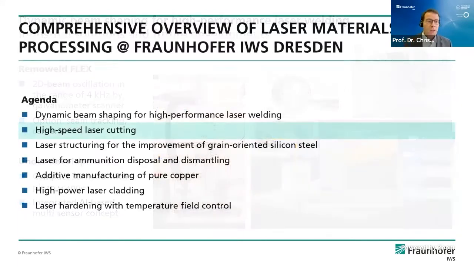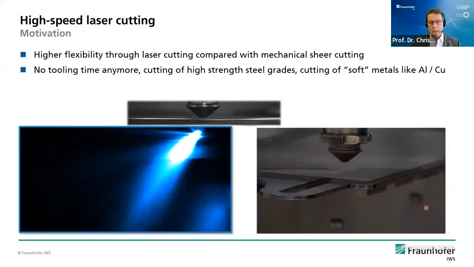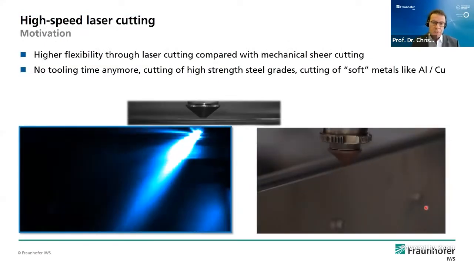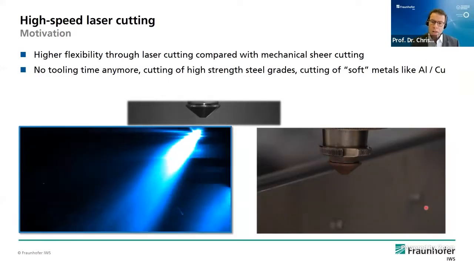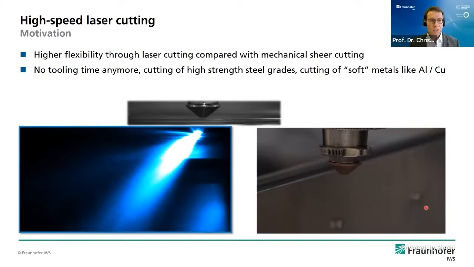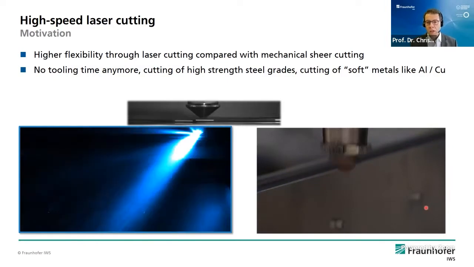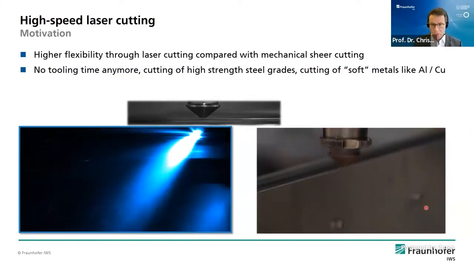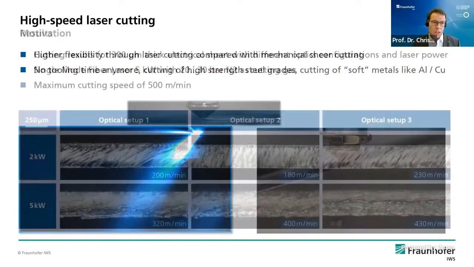Now, the next example I'd like to briefly touch upon is from the high-speed laser cutting activities in our lab. And the motivation here is clearly to get a very high flexibility using laser cutting over the conventional mechanical cutting technologies such as shear cutting. Certainly the beauty of using a laser is there's no tooling time anymore, and various materials can be cut, ranging from high strength steels to softer materials like aluminum or copper and other alloys.